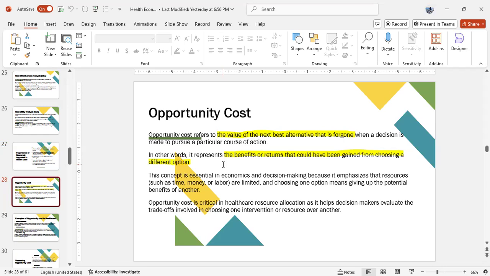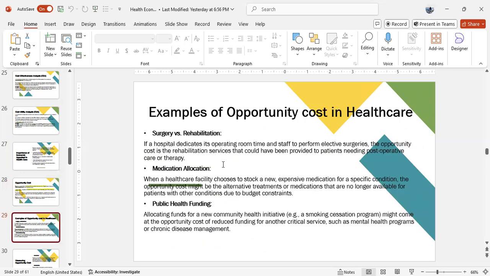Opportunity cost is critical in healthcare resource allocation as it helps decision makers evaluate the trade-offs involved in choosing one intervention or resource over another. Examples of opportunity cost in healthcare. For example, in surgery versus rehabilitation, if a hospital dedicates its operating room, time, and staff to perform elective surgeries, the opportunity cost is the rehabilitation services that could have been provided to patients needing post-operative care or therapy.